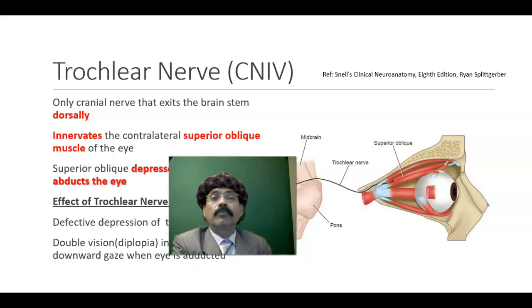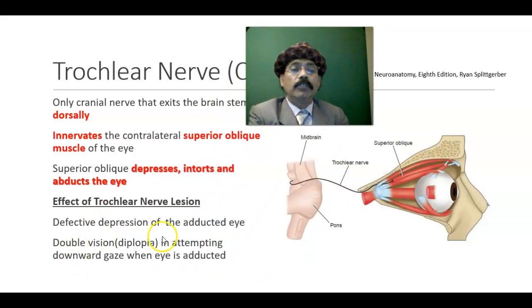So what are the effects of a trochlear nerve lesion? Its lesion leads to defective depression of the adducted eye, and double vision or diplopia in attempting downward gaze when the eye is adducted.